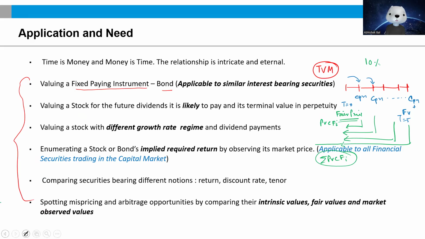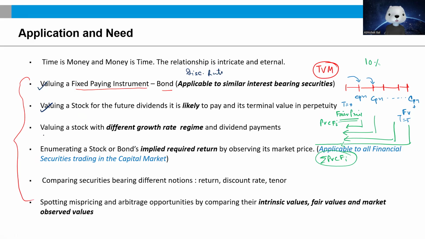Nevertheless, valuing a fixed income security, we talked about the discounting, the future value, the interim cash flow, all of them. That is closely related to time value of money methods, or time value of money related problems. Valuing a stock for the future dividends: stocks that are historically known to be paying dividends could be valued through the TVM methods as well. So there is an application of the TVM method in valuing the stock as well.